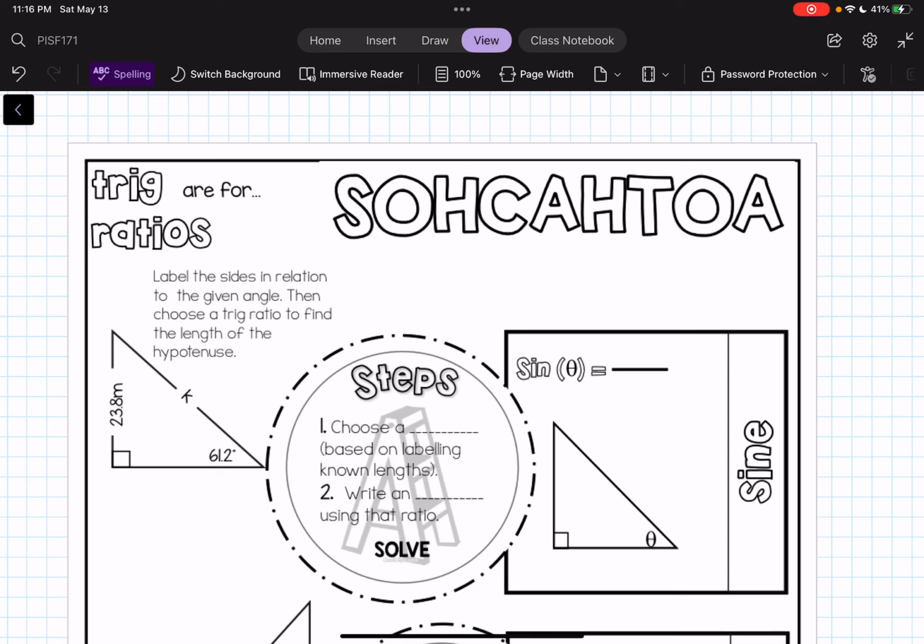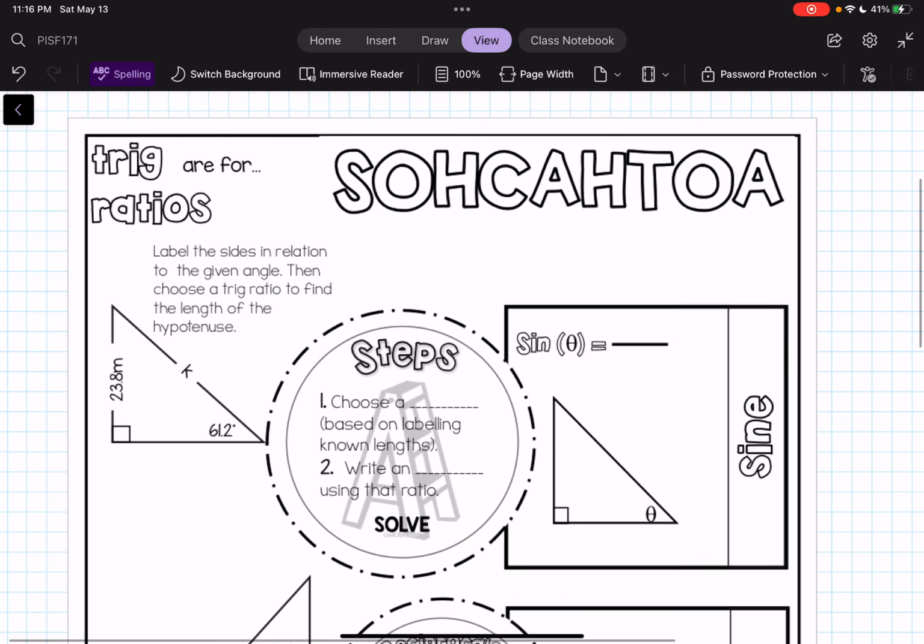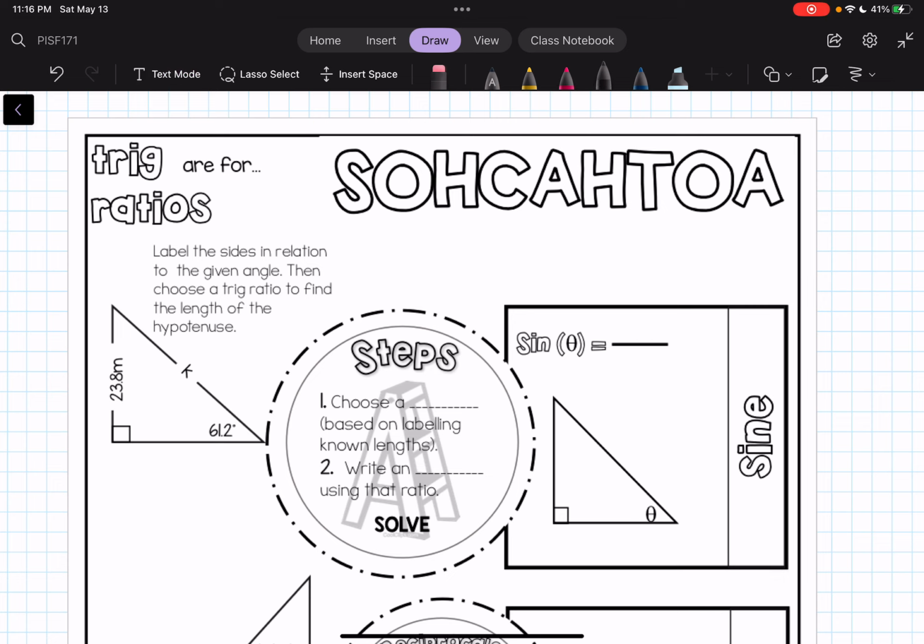This lesson is on trig ratios, and something that we need to always be mindful of, and this is something you've not learned before, so this is all brand new. Trig ratios are for right triangles or right angle triangles. So remember, a right angle triangle will always have a hypotenuse. Right angle means you've got 90 degrees.